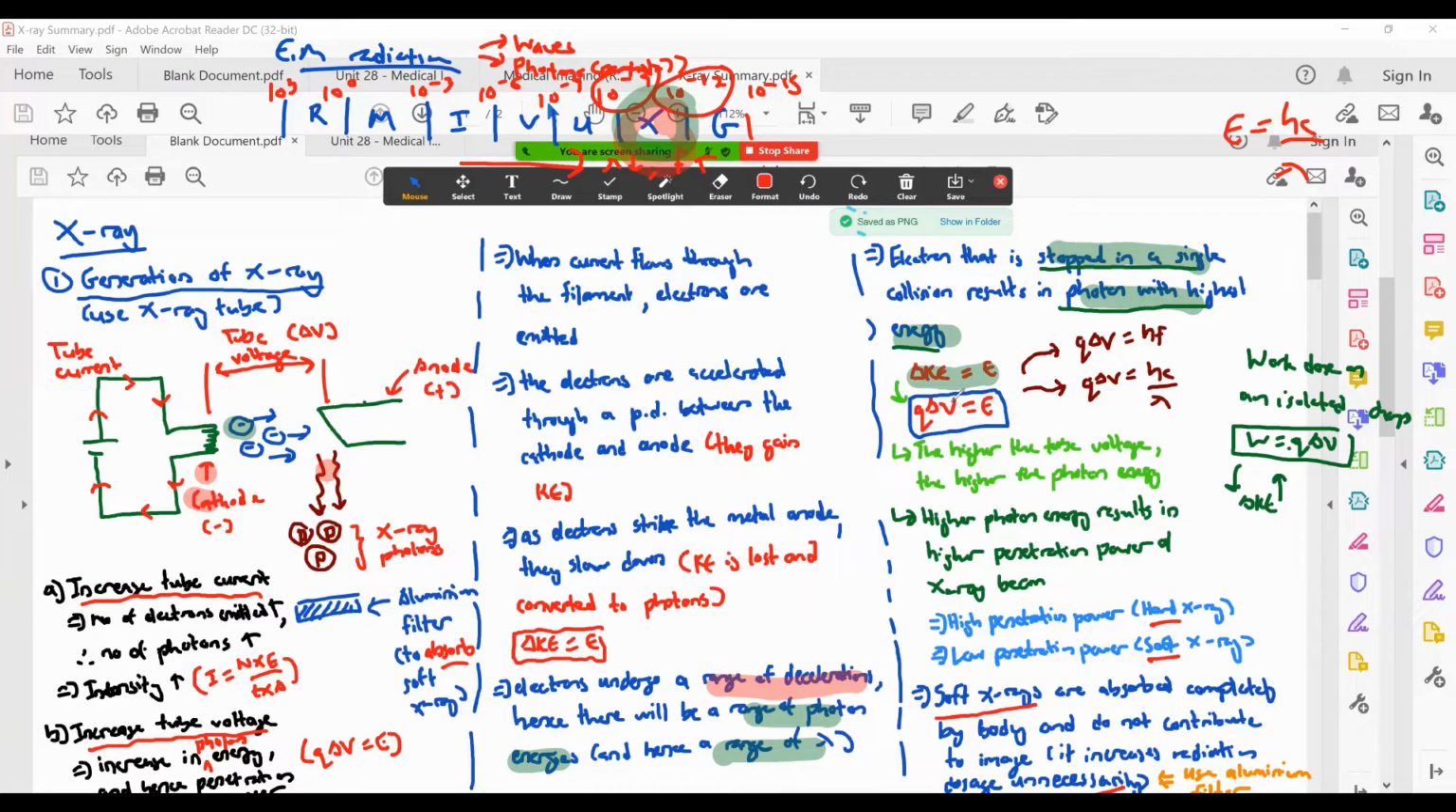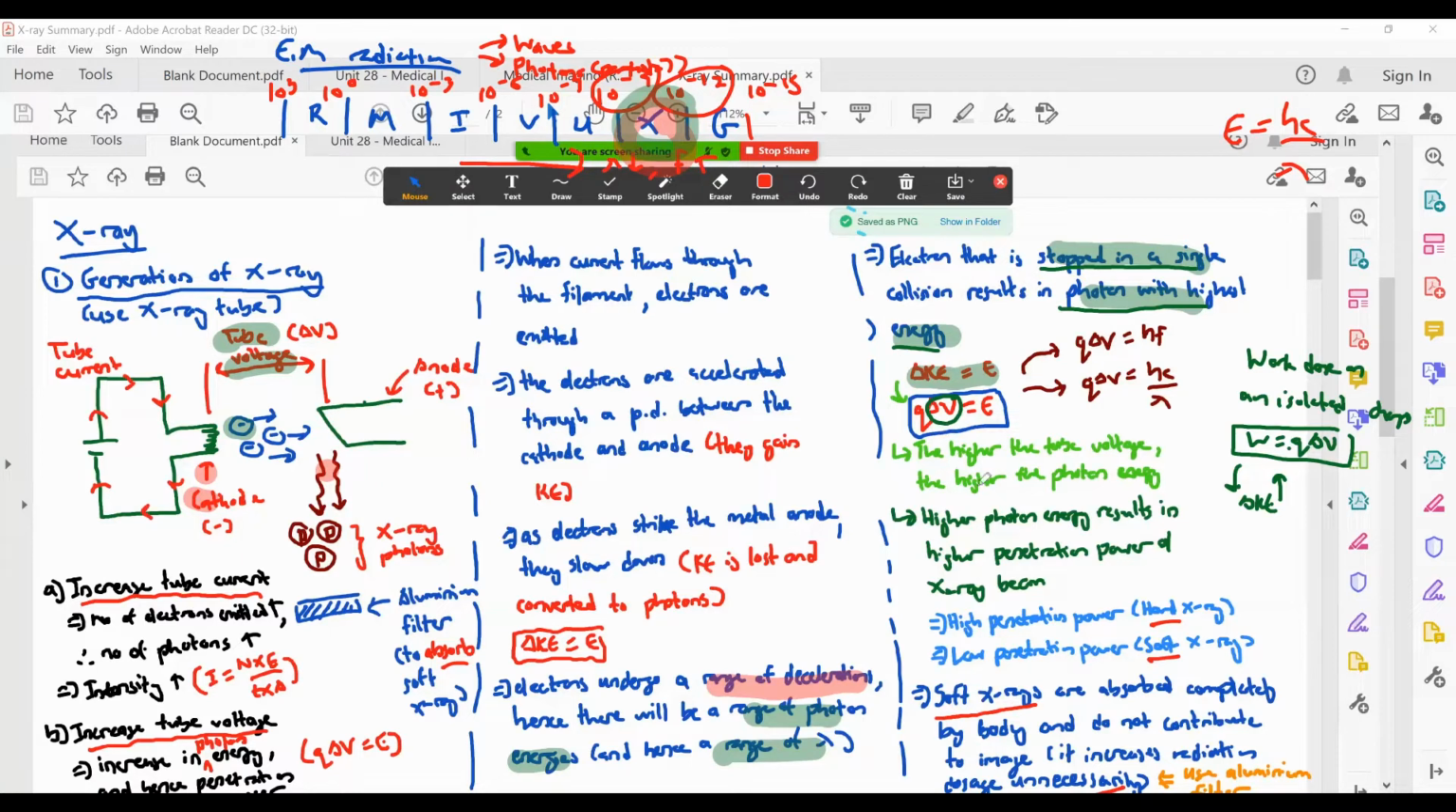If you were to change your tube voltage, this delta V here is actually the potential difference between your cathode and your anode. It's actually known as your tube voltage. So what you can see from here is this: if you were to increase your tube voltage, you will cause a higher energy of your photon. If you wanted to get an X-ray with even larger energy, what you will do is increase the tube voltage, because from here you can see that the energy of the X-ray photons that you get is dependent on the tube voltage. If you increase your voltage, you will get higher photon energy. If you decrease your voltage, you will get lower photon energy. Okay, so this is one thing.